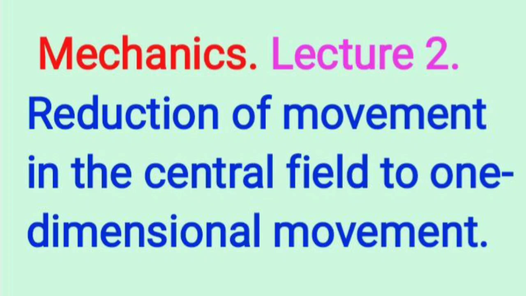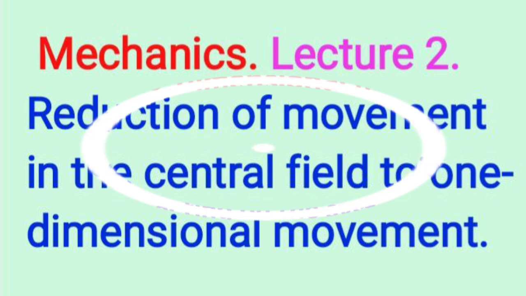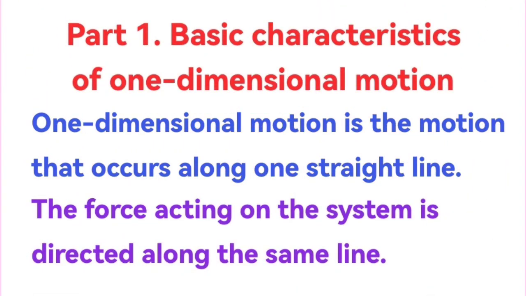Mechanics. Lecture 2. Reduction of movement in the central field to one-dimensional movement. Part 1. Basic characteristics of one-dimensional motion. One-dimensional motion is the motion that occurs along one straight line.